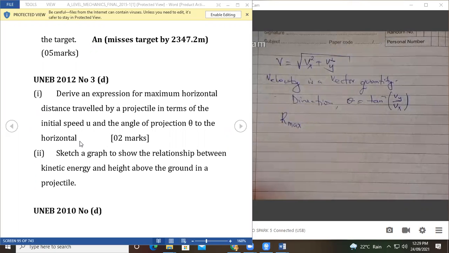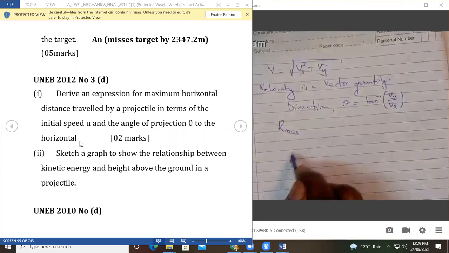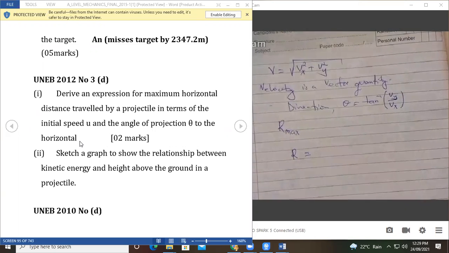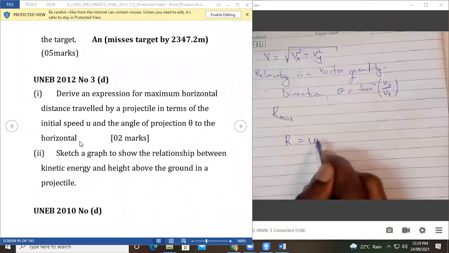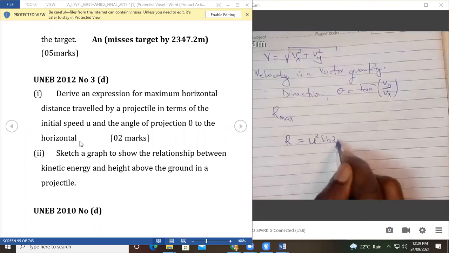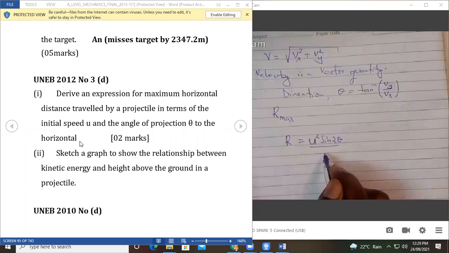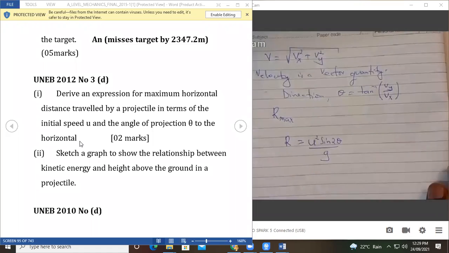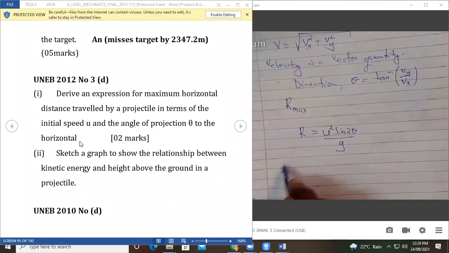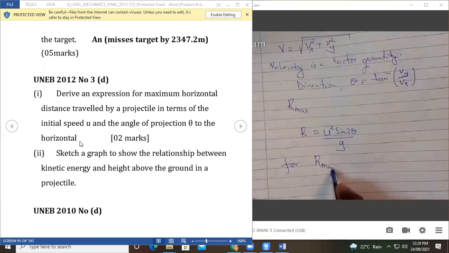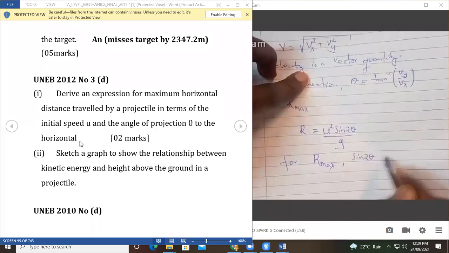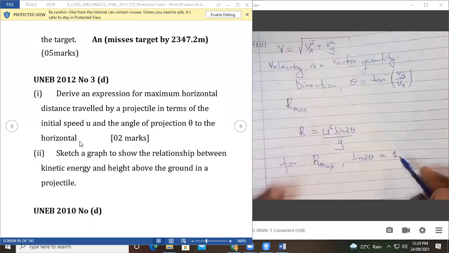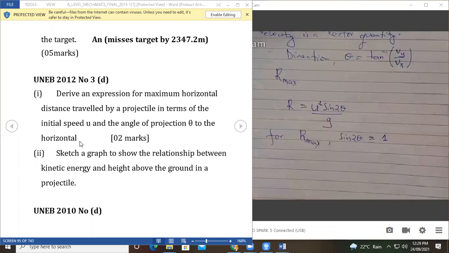What is the condition for maximum range? If you remember, the formula for range is equal to, who can give me the formula? Range is equal to u squared sine 2 theta over g. But for the condition for maximum range, R max, this sine 2 theta must be equal to 1.